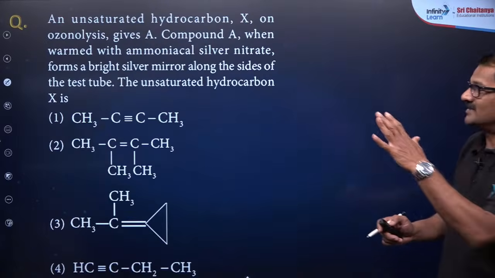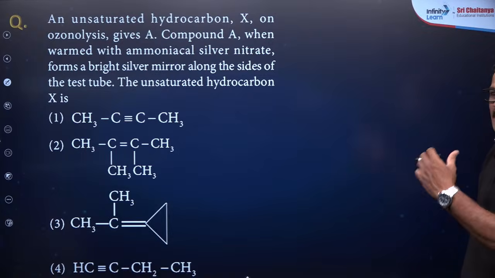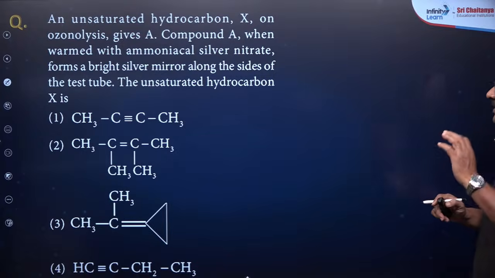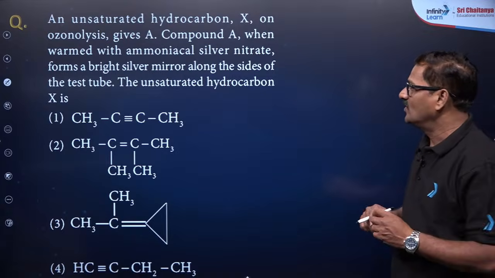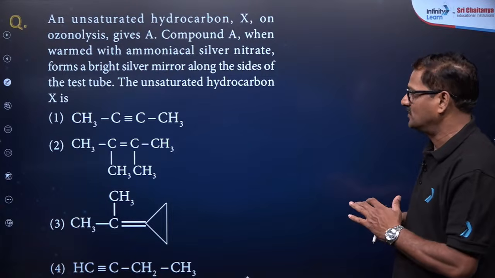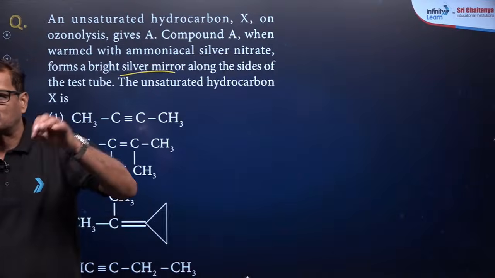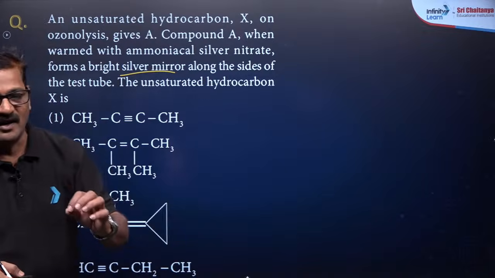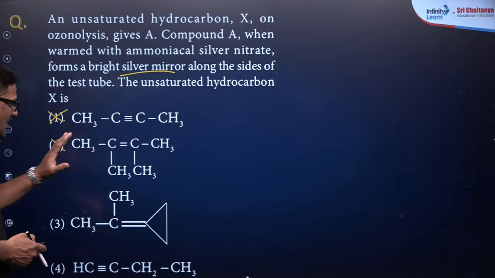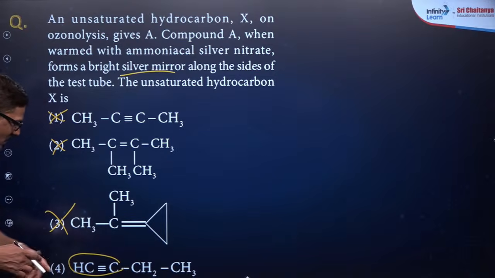Now one more question. So you see the questions that are given, it is looking complicated, but it is not. An unsaturated hydrocarbon X on ozonolysis gives a compound A. When warmed with ammoniacal silver nitrate it forms a bright silver mirror along the sides of the test tube. Directly it is given silver mirror, it should be a terminal alkyne. It cannot be an alkene. It is a terminal alkyne. The answer is going to be 4.